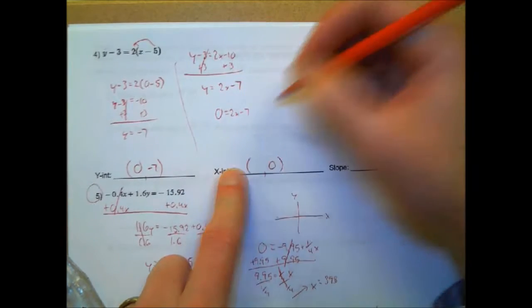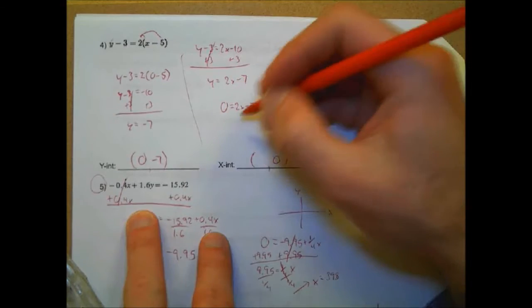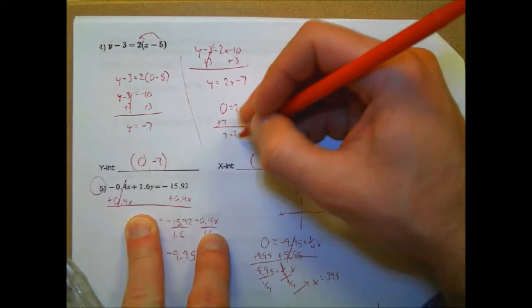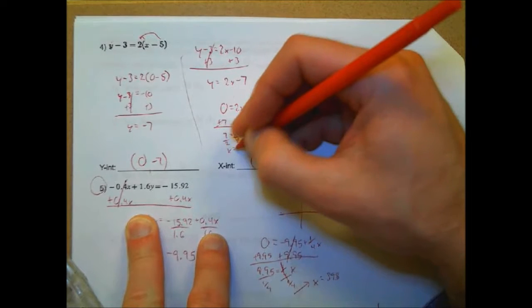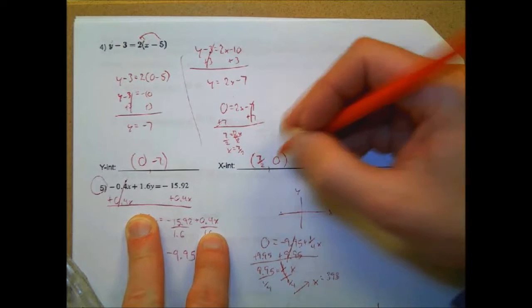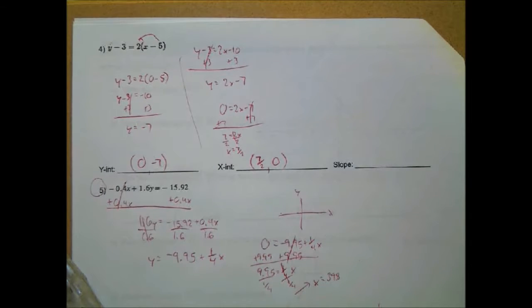Okay? Add 7 to both sides. 7 equals 2x. Divide both sides by 2. X equals 7 over 2. Okay, so 3.5 or 7 halves. Okay, so again, to find those intercepts, the y-intercept, you put 0 in for x. The x-intercept, you put 0 in for y. Okay, and then you just solve your equation.